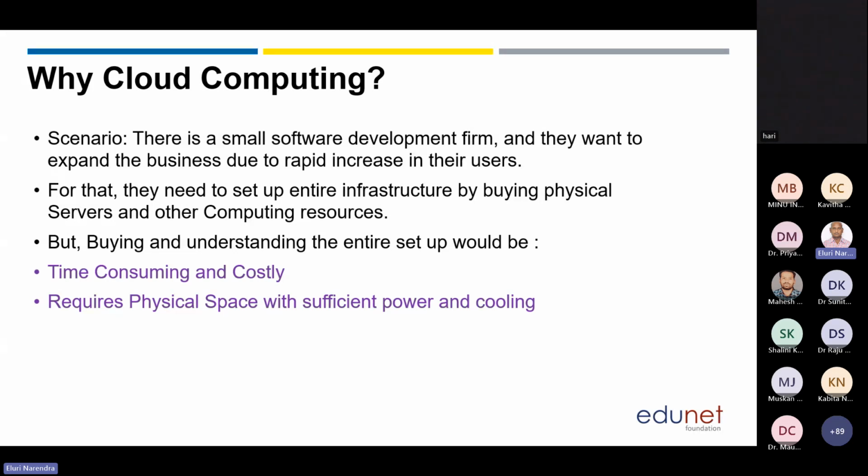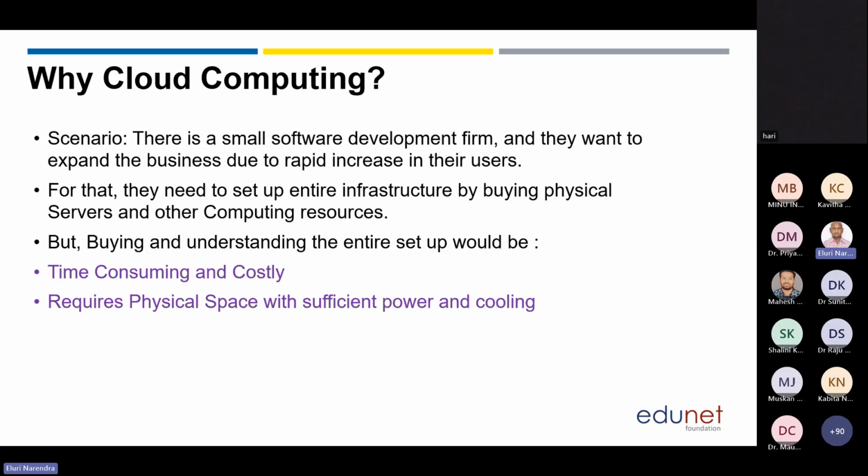And suppose all the infrastructure which you bought is not working, again you need to buy. If a catastrophe or natural calamities occur and your infrastructure is not working, again you need to buy again. So this is all involving so much time and so much cost. We need some physical space, we need power, cooling, manpower, training, everything.